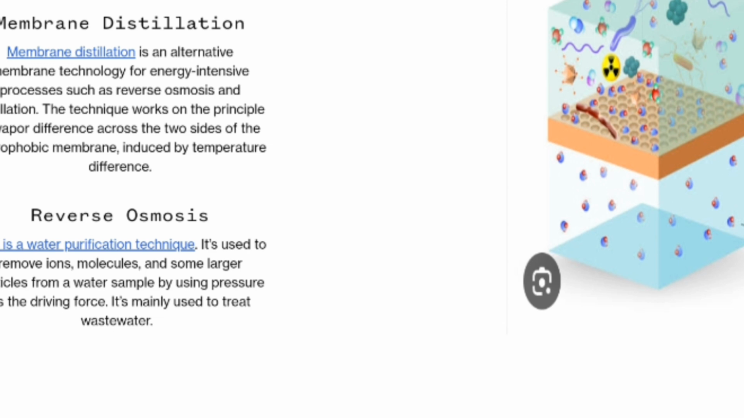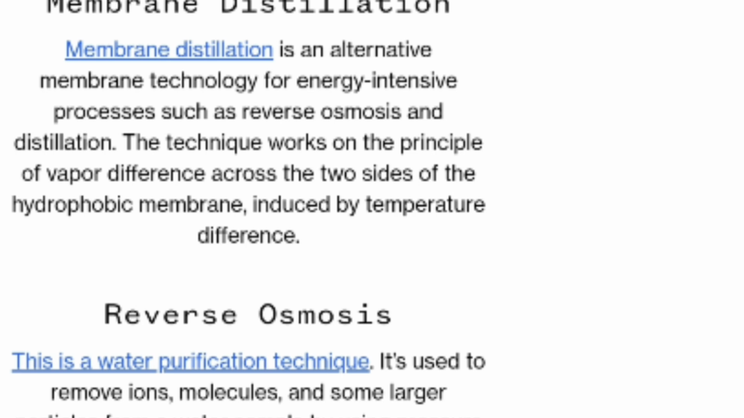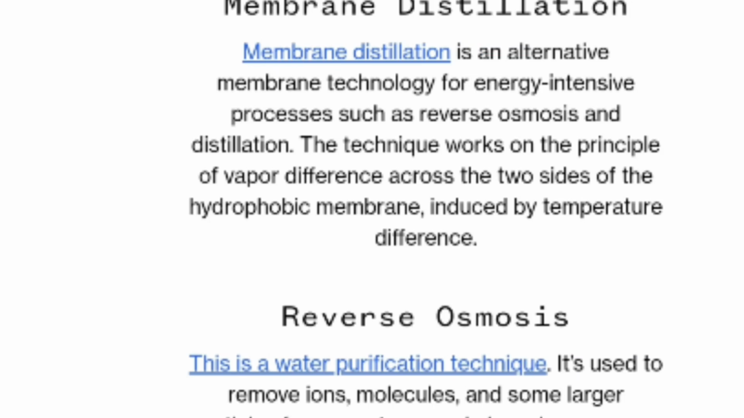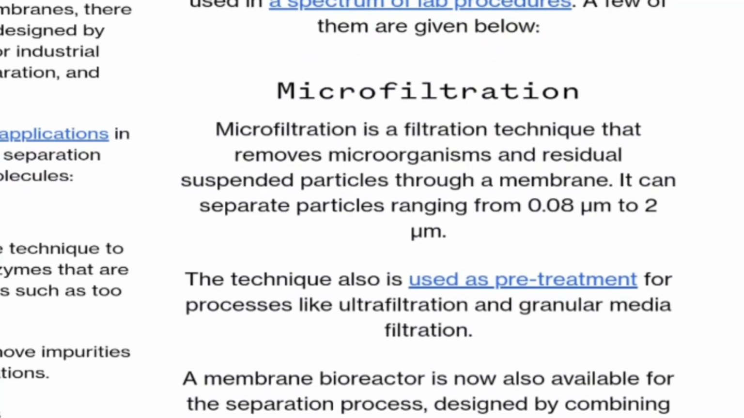Then we have membrane distillation. What is the force that separates water in membrane distillation? It is the force of vapor difference across the two sides due to temperature difference. So this one involves heat. Membrane distillation involves heating water, and then the difference in pressure due to the heat on the two sides is what will drive the purification process. Then we have the microfiltration. This one removes microorganisms and destroys them through a membrane.